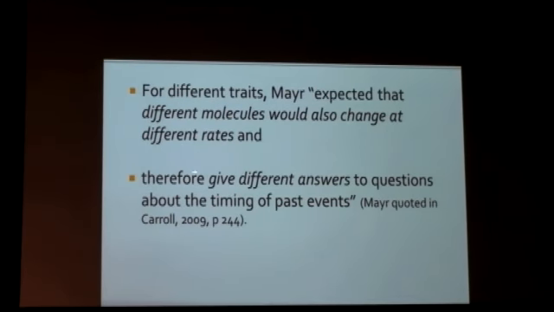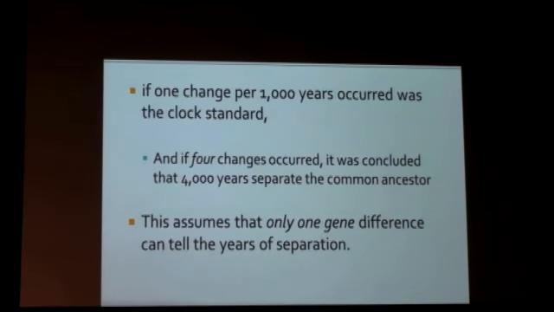The problem is, of course, you give different answers to questions about the time of past events because you get different numbers, depending upon what you evaluate. To summarize what the theory is, one change per 1,000 years occurred, and that was decided as the clock standard. So if you have 4 differences between the 2 comparisons you made, therefore you have 4,000 years separating them from the common ancestor.